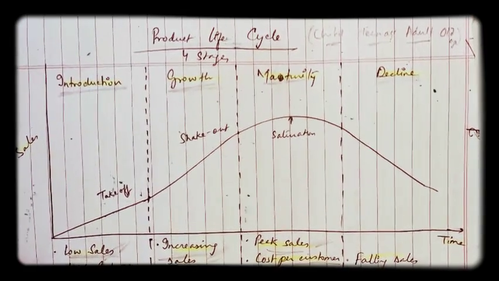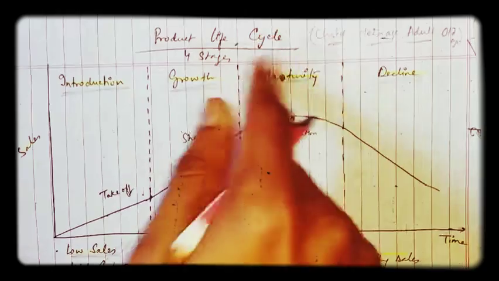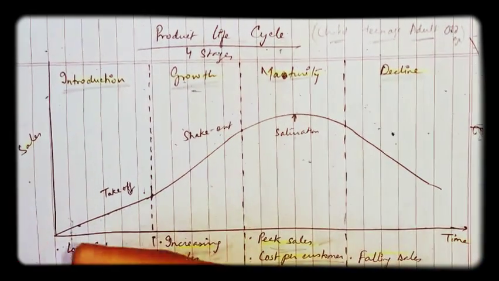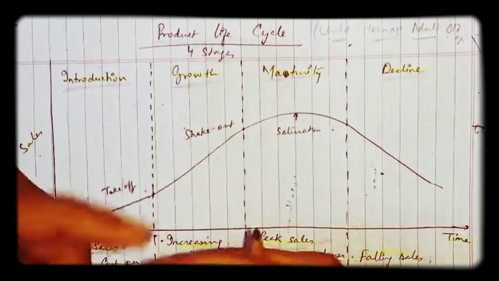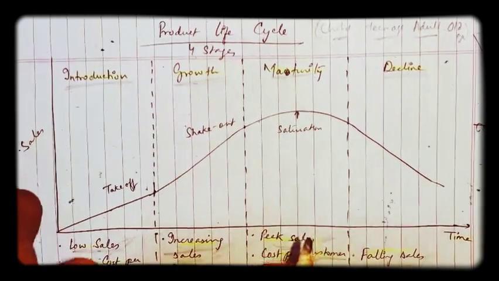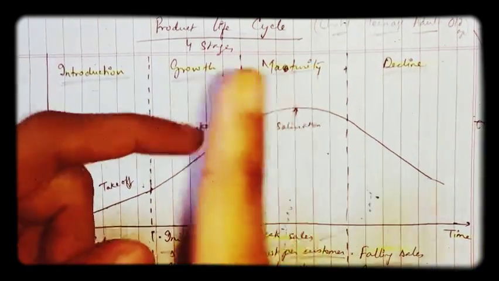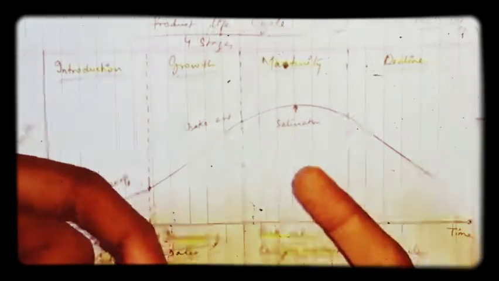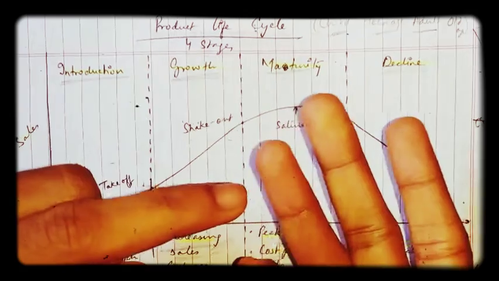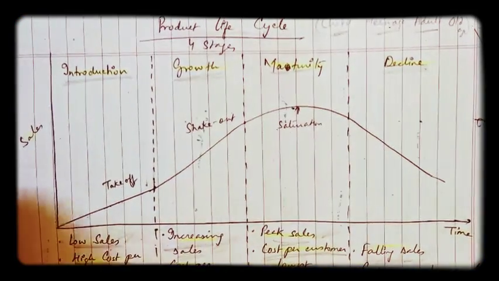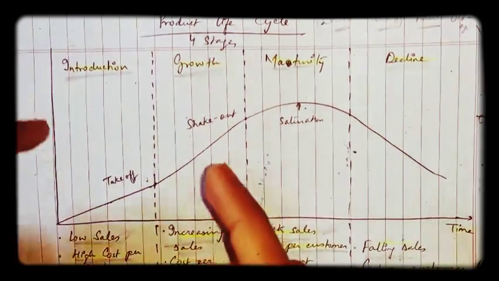Today in this video we will learn about the 4 stages of product life cycle. The stages which a product has to go through during its lifetime. Understand? A human being also has 4 stages. First stage is when a child is born in this world. Next is teenage, then adult, and then last is old age. Okay? As the product has 4 stages.